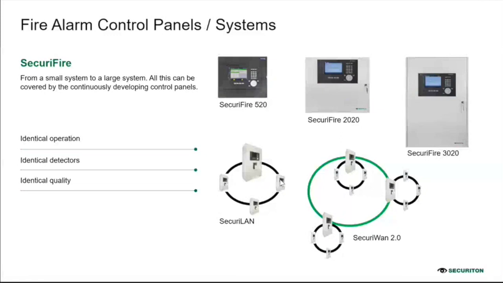The difference between 500 and 2000, 3000 is that 2000 and 3000 are networkable. So 500 is only for standalone application. Whenever we use 2000, 3000, we can realize a network called SecuriLAN, or a network for the more complex installations that is called SecuriWan. Now we are going to describe both SecuriLAN and SecuriWan installations.